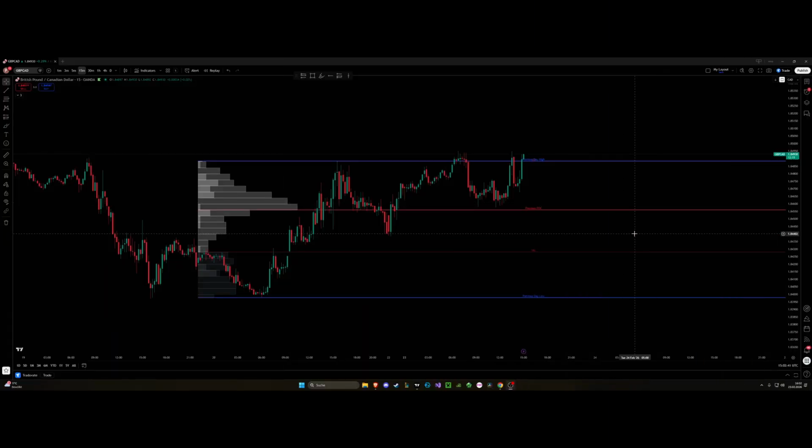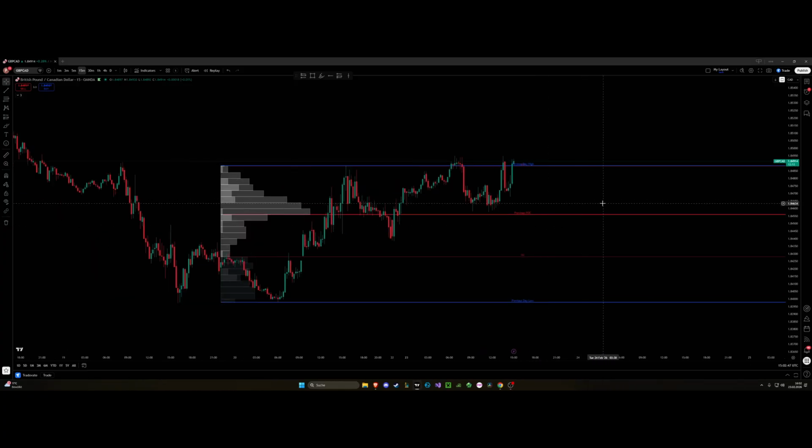Alright, so let's get into how my profile works, the components, and what I do with it. So just like every other volume profile, I have my point of control. I have my value area high, and value area low. But additionally, I also use the previous day low and the previous day high.